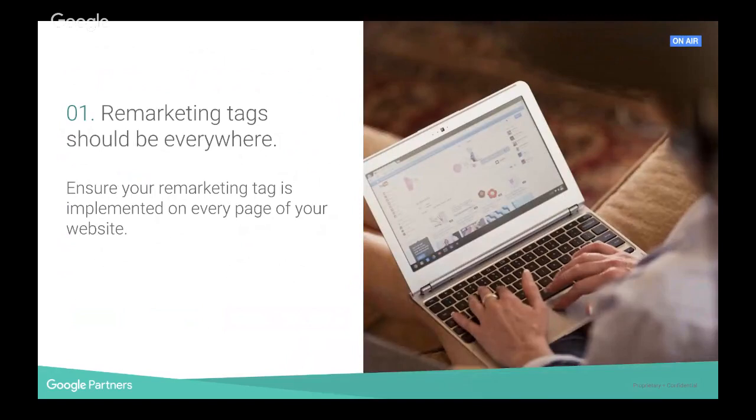Remarketing tags should be really everywhere. Make sure you work with your webmasters to make sure that your website is tagged. This is both for remarketing lists and also for, of course, the similar audiences lists created out of them.